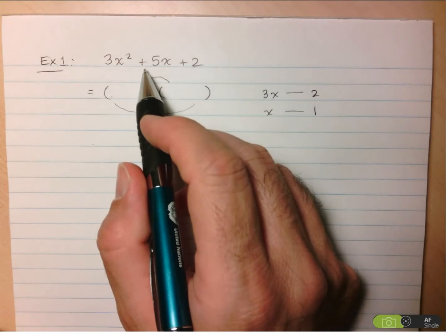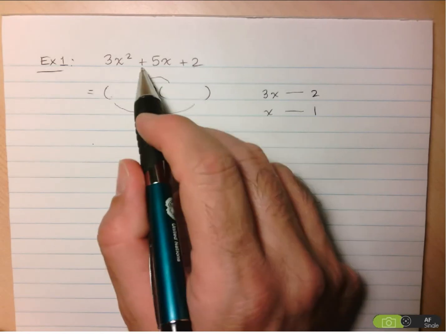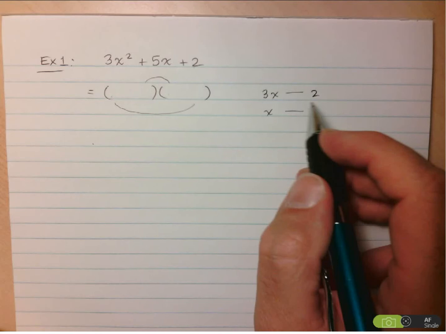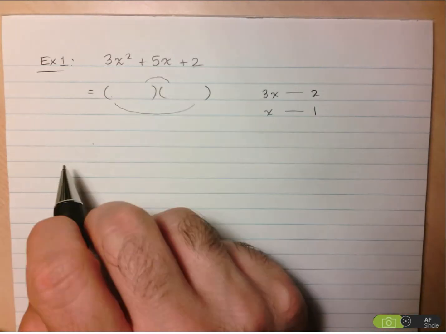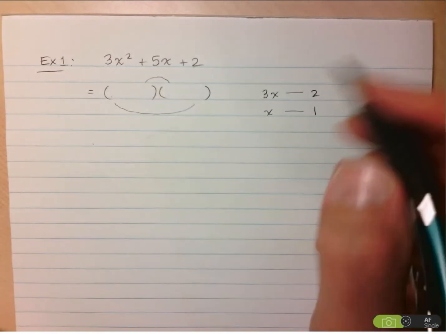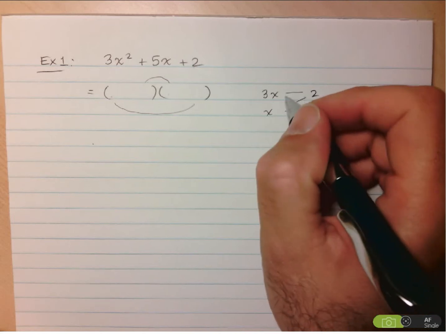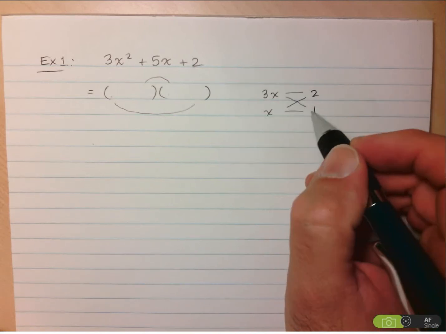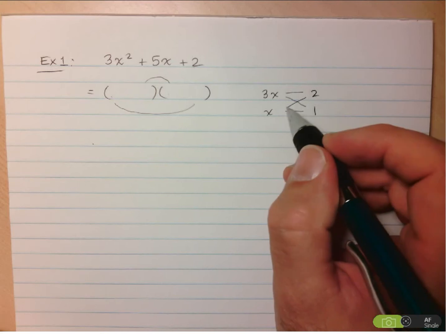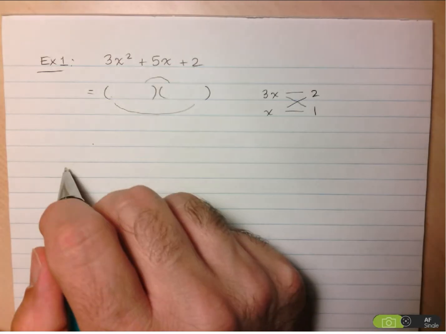That sounds promising, but we realize that everything here is positive. So with x and 6x, there's no way they would add up to 5x. So that's not going to work. The other possibility is to multiply diagonally. Let's check that one out. If I do 3x times 1, 3x, and 2 times x, 2x, 3x and 2x add up to 5x.